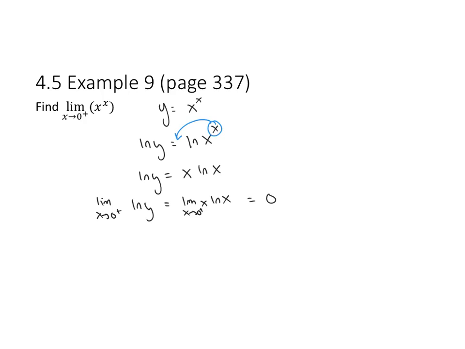Now, of course, I know that the limit as x goes to 0 from the right of ln y is 0, but that's not what my equation asked me. It didn't ask me for the natural log of y. It wanted to know just y. So in order to undo this, I need to take the exponential form of each piece. So to undo natural log, I take e to both sides. This will undo this side, and I get just y. And e to the 0 is 1. So that means that my limit as x goes to 0 from the right of x to the x is 1.